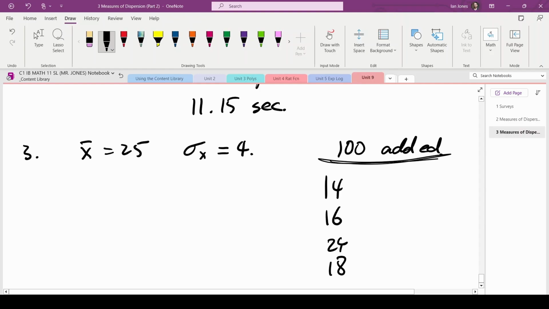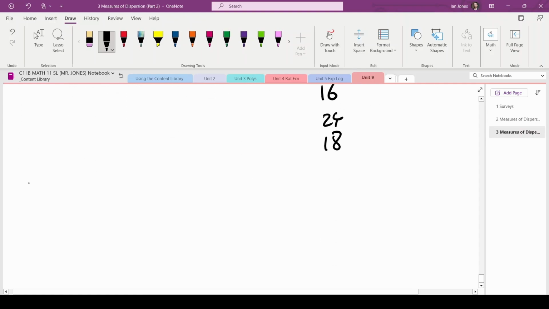Question, how does the mean change? How does the standard deviation change? Answer, the mean becomes 125 because 100 is added to everything. The standard deviation does not change because the shape, the distribution, the dispersion doesn't change. Okay, so it stays at 4. Question number 4.